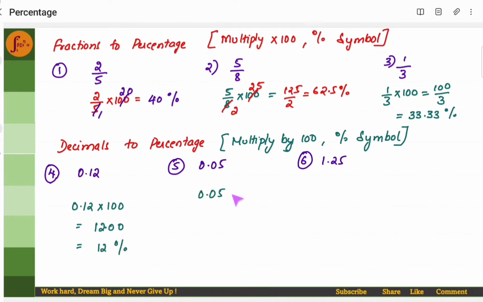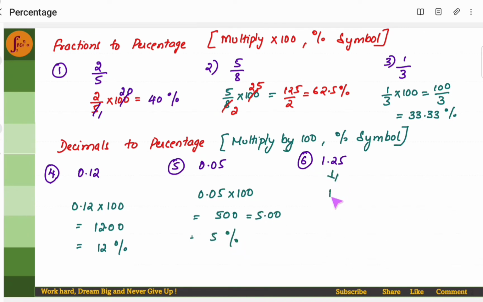Let's go to the second one. Again, I multiply 0.05 with 100. I'll get 5 into 100 is 500. I have to put decimal point after 2 digits. That is, I'll get 5.00, which is nothing but 5%.